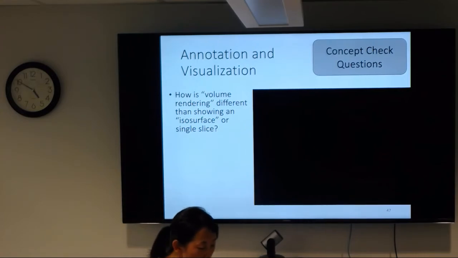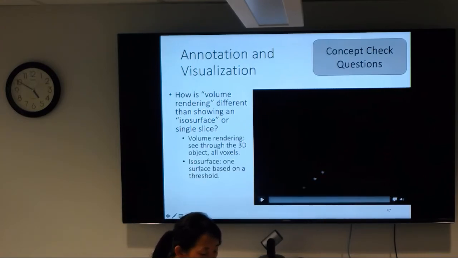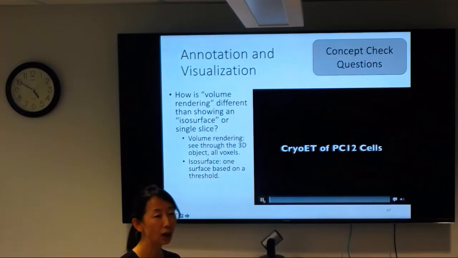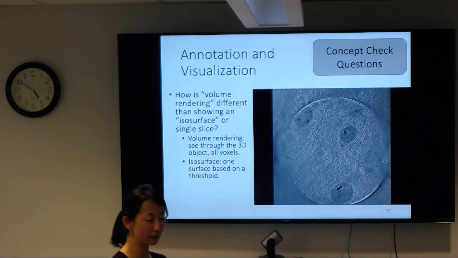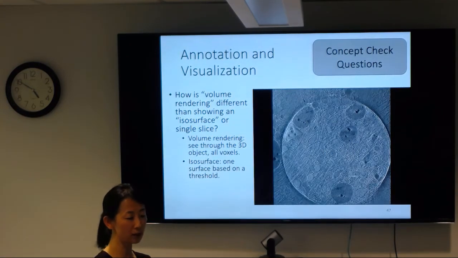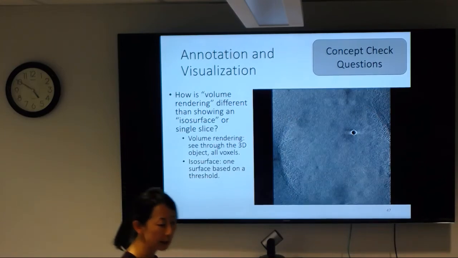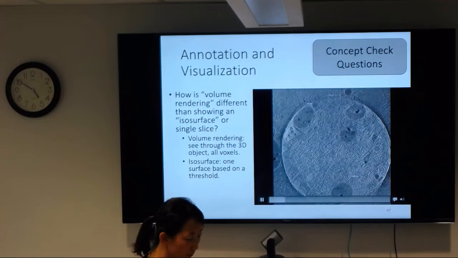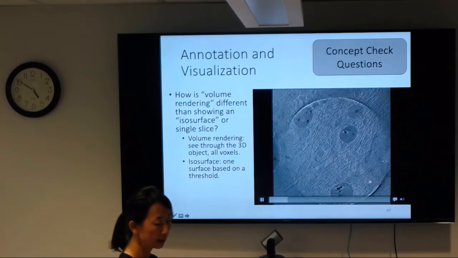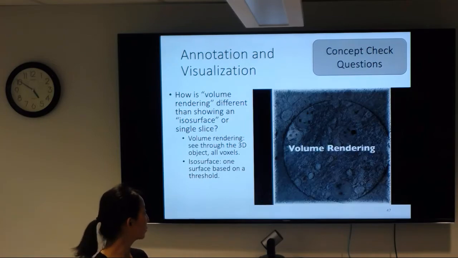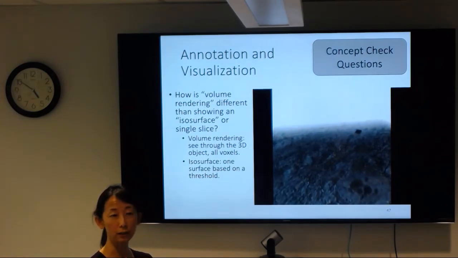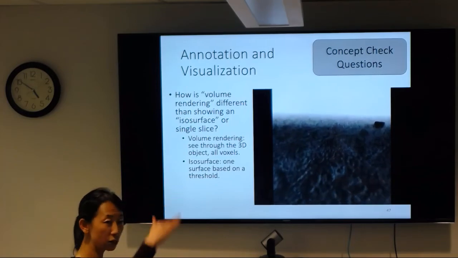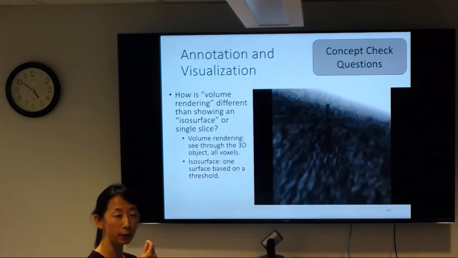So I actually have a movie from my lab. On top of the slice view, I have volume rendering and isosurface. This is the slice view. This is a PC12 cell, and that's the whole EM grid. I started by showing the slice view. This is called volume rendering, to basically show every voxel in the 3D density. And then you basically see through everything. Each point is a number density.